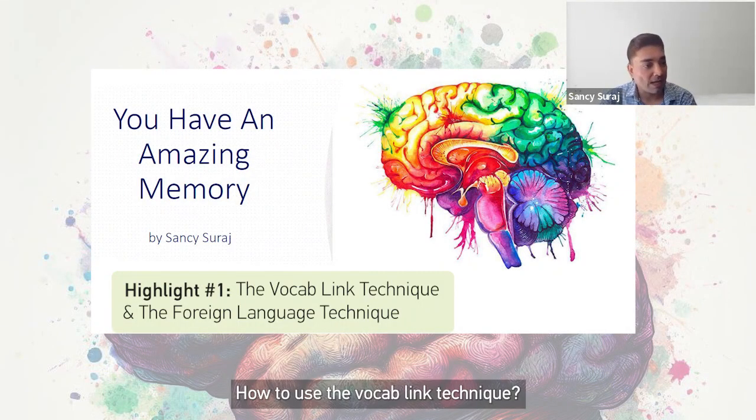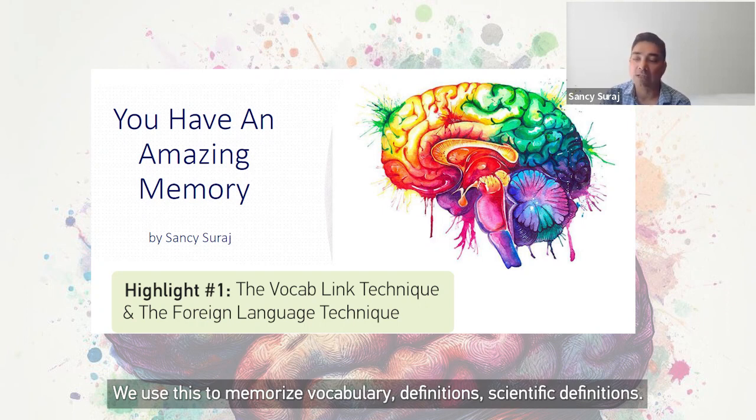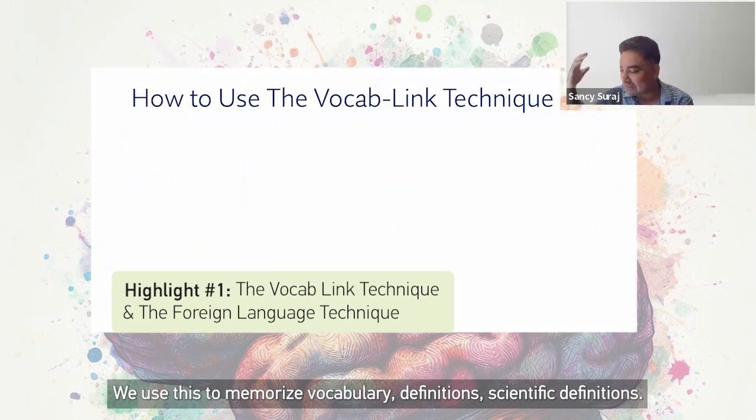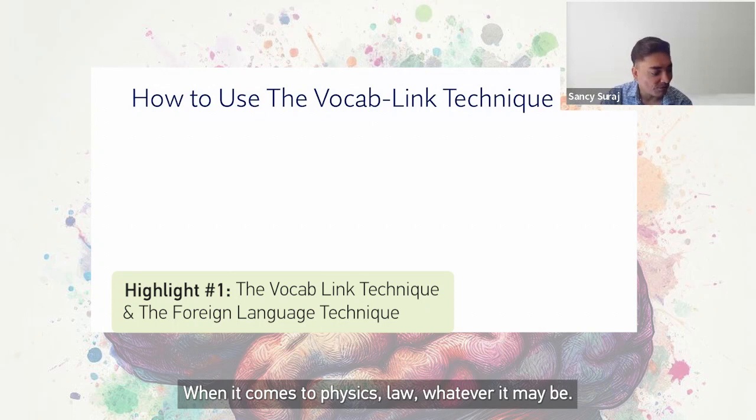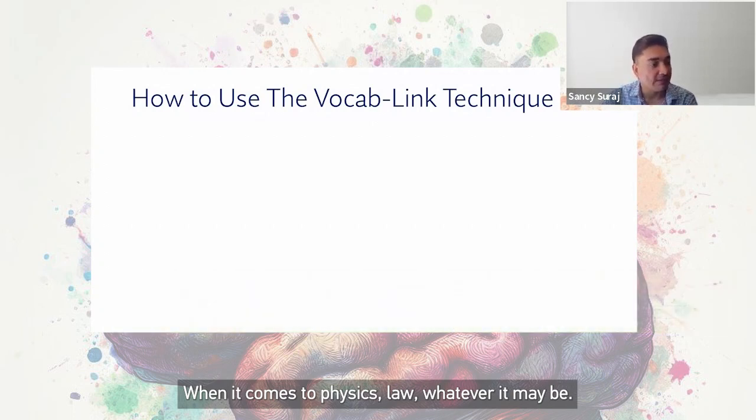How to use the vocab link technique. We use this to memorize vocabulary, definitions, scientific definitions, when it comes to physics, law, whatever it may be. Now, these are the steps.